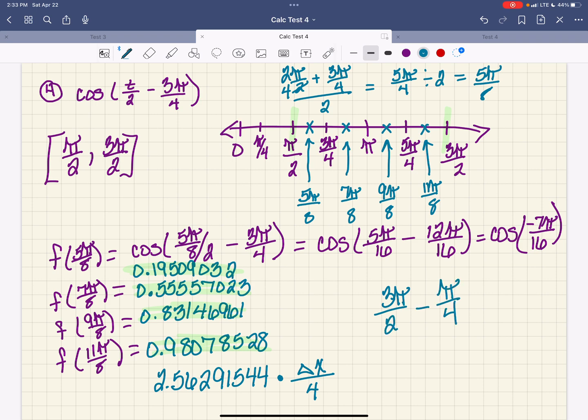And actually, that's not my change in x. I'm sorry. The way I find my change in x is I subtract the interval that I'm looking at, and then I divide by my number of subintervals. Okay? And so this is the distance that I'm looking at, and then I'm going to divide by 4. And I have to multiply. I've added all these up together, and then I've got to multiply by this right here. So 3 pi over 2 minus pi over 4, okay?